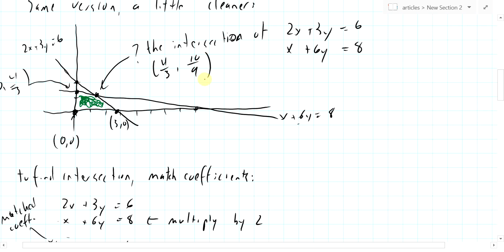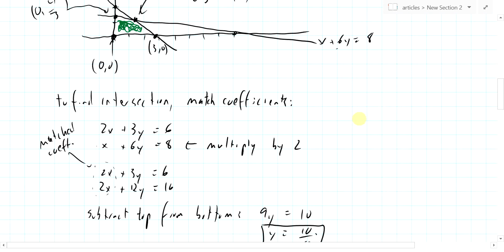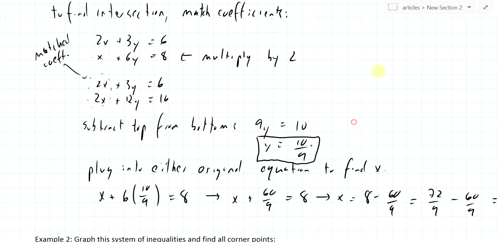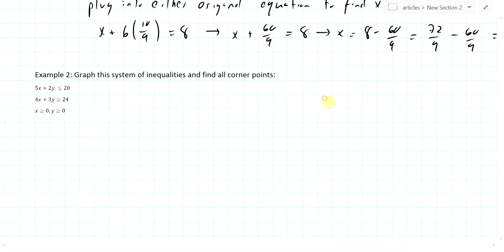Right. And so now we know the 4 corner points. Okay, so matching coefficients is a little quicker than solving for the intersection by setting the equations equal to each other or something like that. And so we sort of like that. So here's a similar problem.